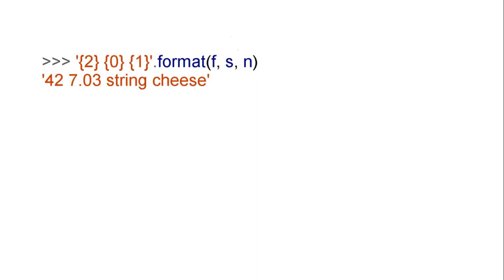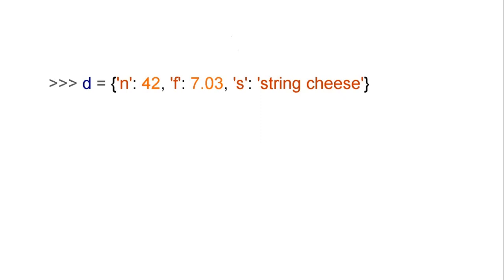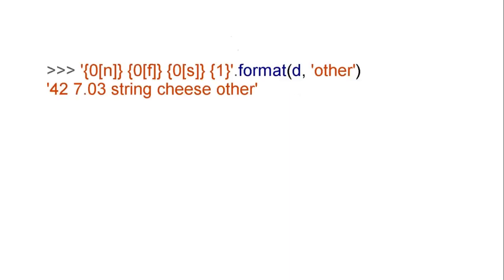The arguments can be a dictionary or named arguments, and the specifiers can include their names. In the next example, let's try combining our three values into a dictionary, which looks like this. In the following example, {0} is the entire dictionary, whereas {1} is the string following the dictionary. This example all printed their arguments with default format.